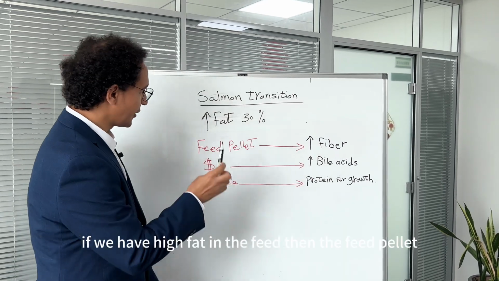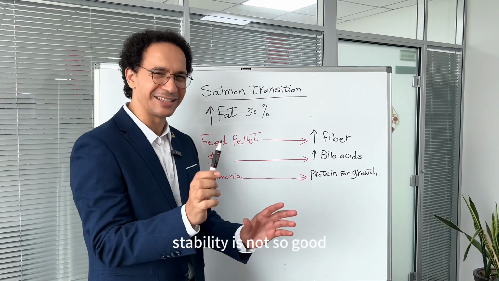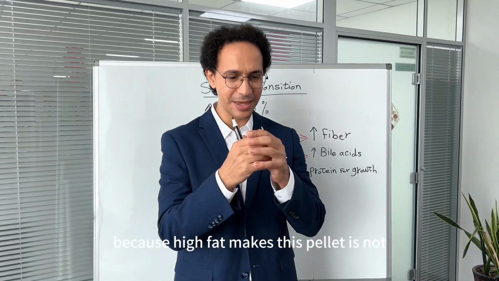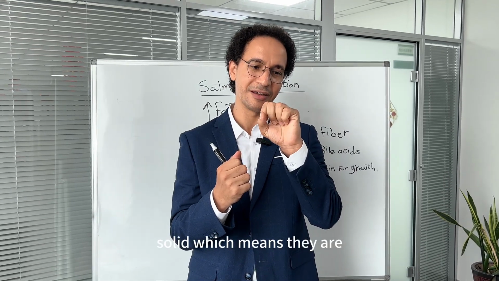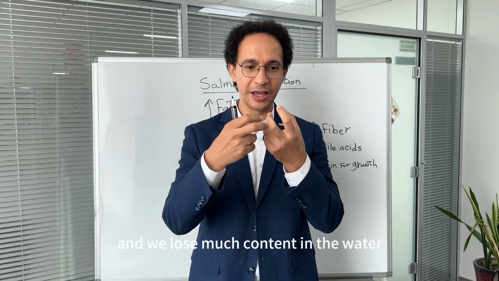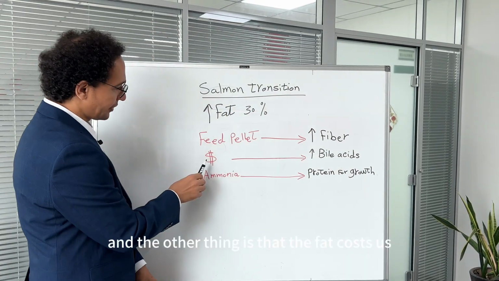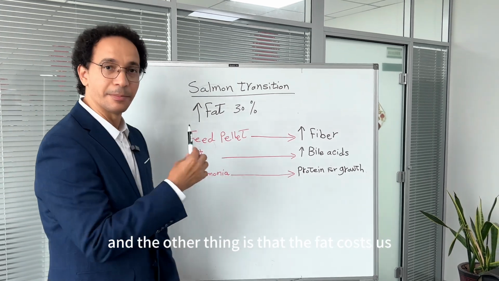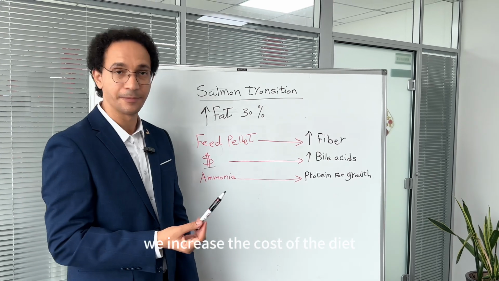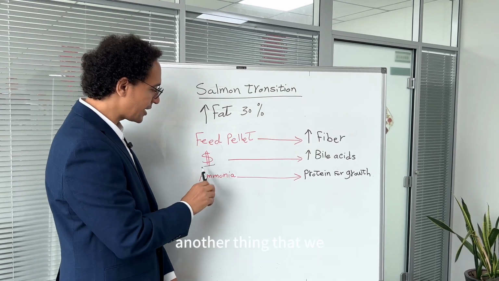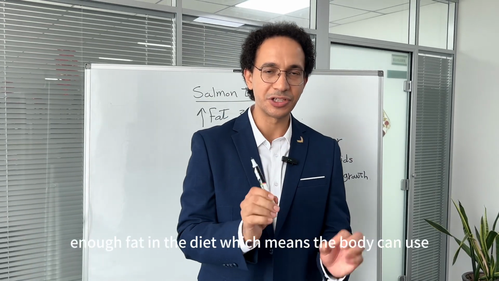For example, if we have high fat in the feed, then the feed pellet stability is not so good, because high fat makes the pellet not so solid, which means it cracks easily in the water and we lose much content in the water. The other thing is that fat costs us money, which means if we increase the fat, we increase the cost of the diet.